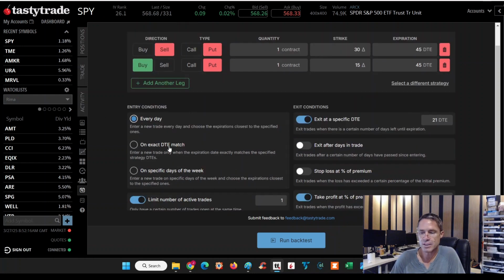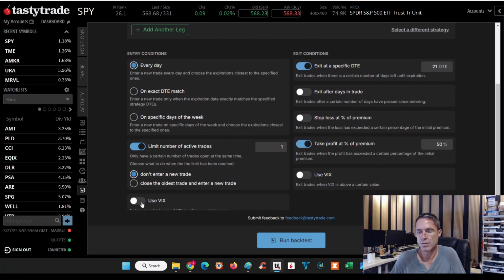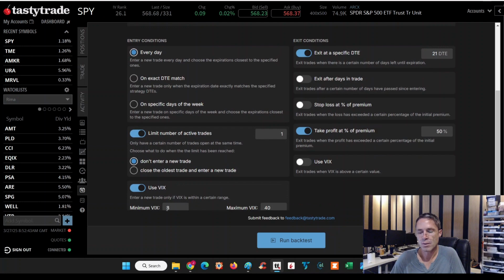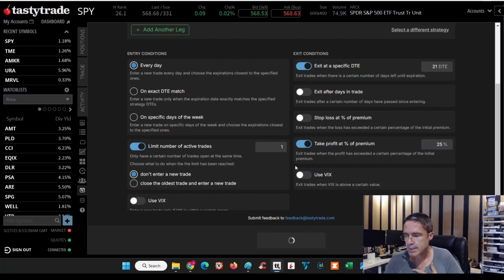And then here are your entry conditions: an exact days to expiration on a specific day of the week, or every day. I've gone with every day, and I've limited the number of active trades to 1. So basically, it'll get me in a trade, and then the exit conditions will play out. When I have 1 trade on, don't enter a new trade. I don't want to use the VIX. If you use the VIX, you can set minimum and maximum numbers for the VIX for this trade to play out, but I don't want that. Exit conditions: exit at specific days to expiration, we're going with 21, and then a take profit of 50. I'm actually going to change that to 25. And then you can run the backtest.